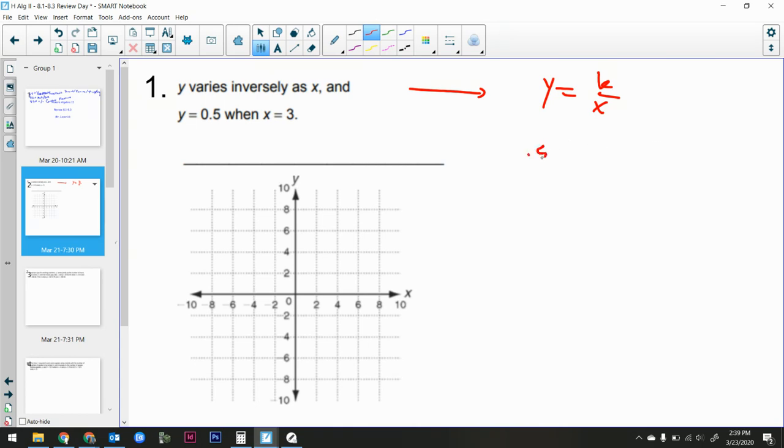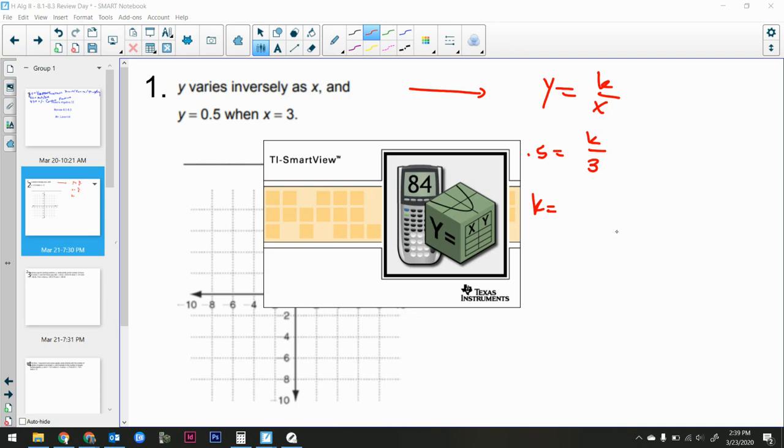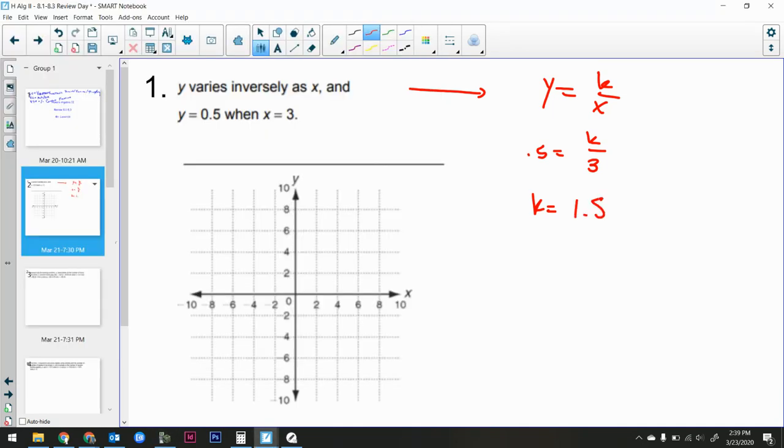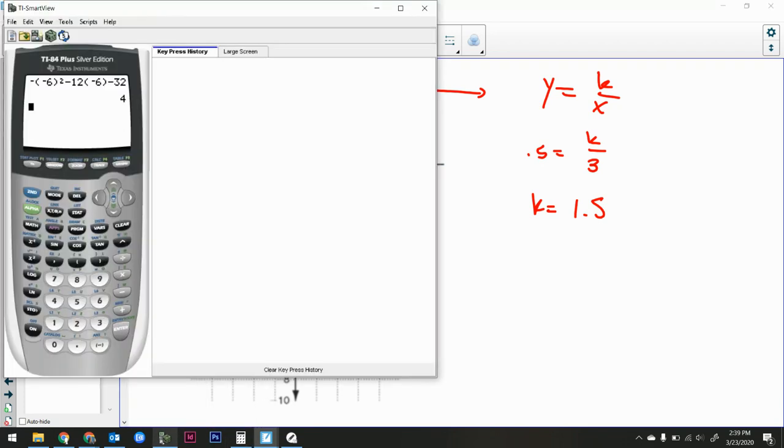So it says 0.5 when x is 3. So k over 3. So I multiply over to get k. K looks like it to be 3 times 0.5. Half of 3, I know that. It's 1.5. So y is equal to 1.5 divided by x. There's our function, right? Okay, now, what does that mean for us here?